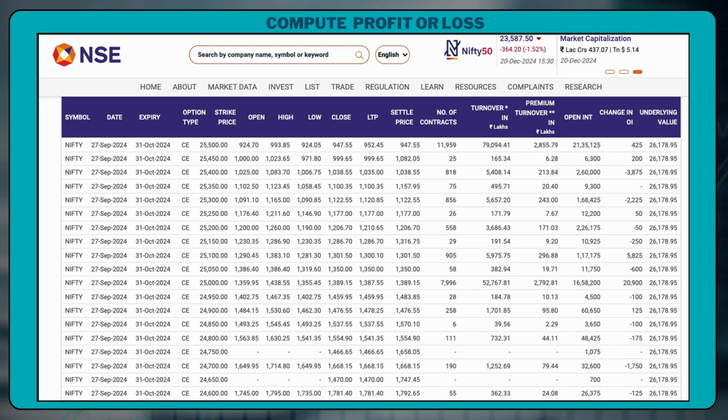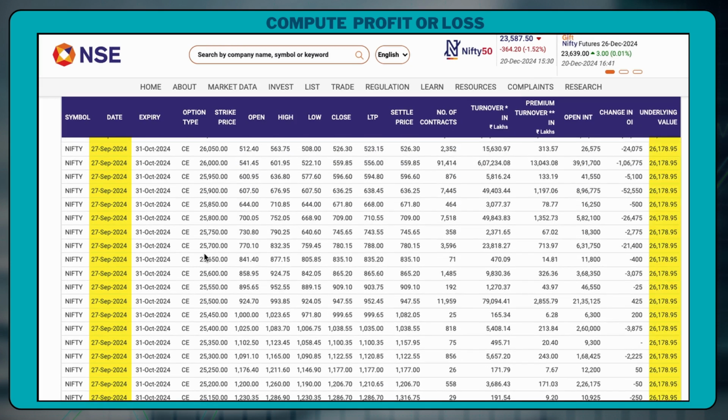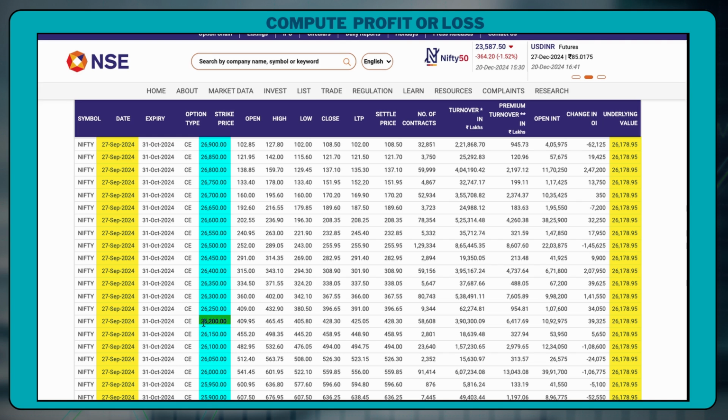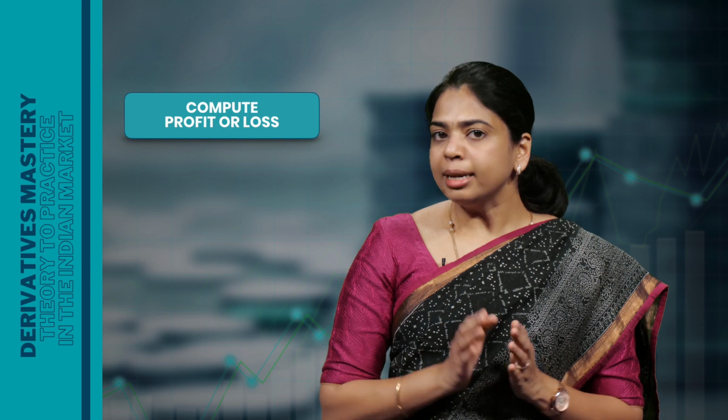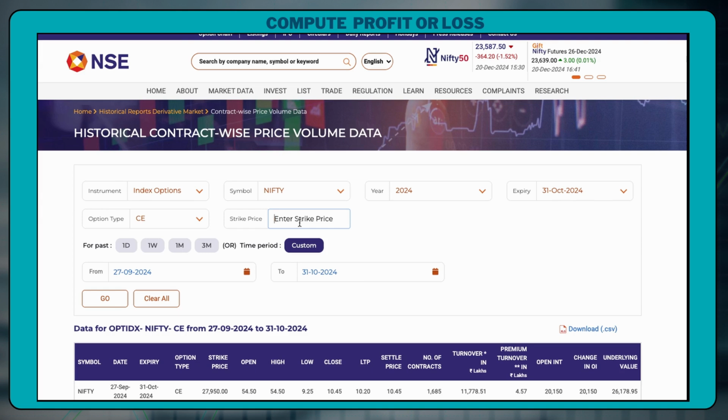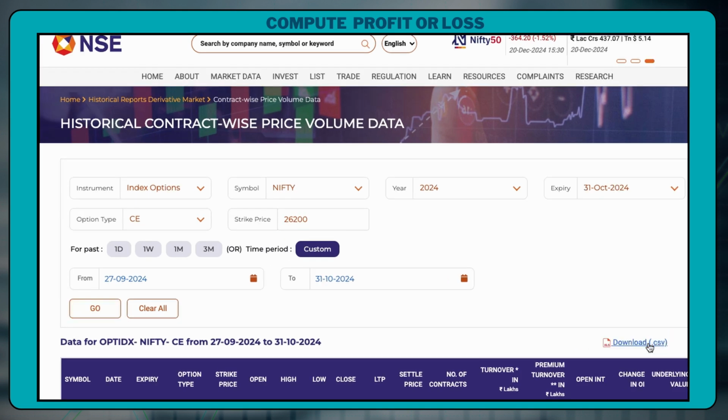You can see that the spot price of Nifty on 27 September 2024 is 26,178.95. And if you observe, there is a difference of 50 points in the available strike price. So the ATM strike would be 26,200. Let us download the data for the ATM strike price as on that date, which is 26,200. Now in the strike price tab, enter 26,200 and click go. Download the file in CSV format.